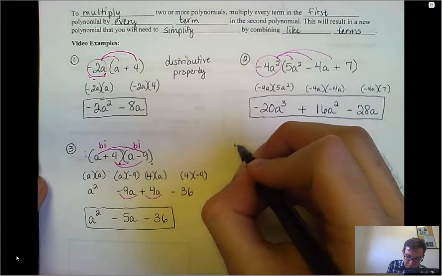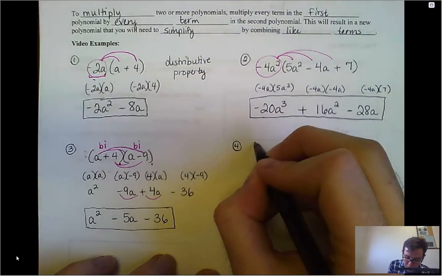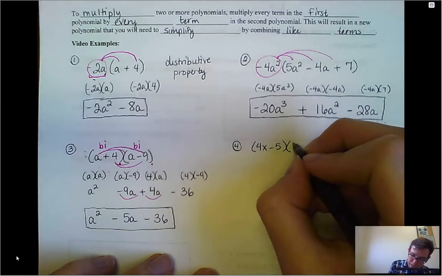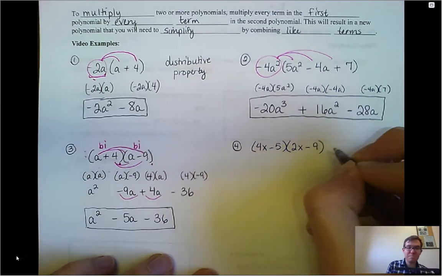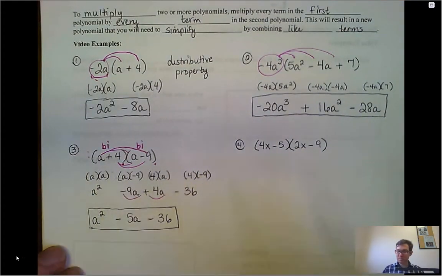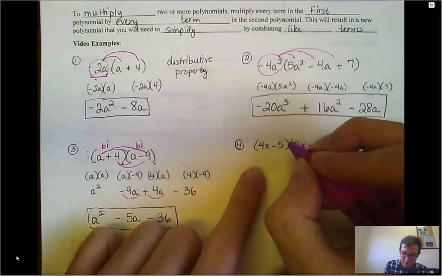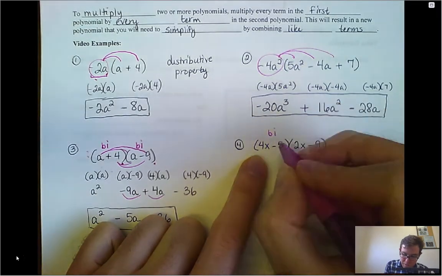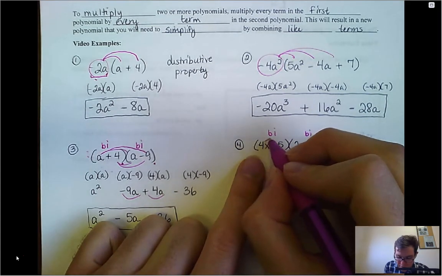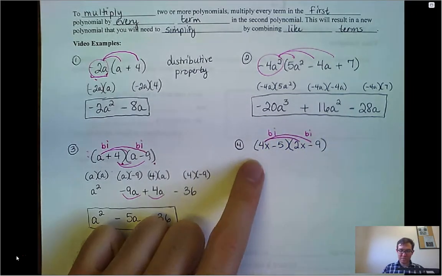All right, let's look at another example of this binomial times binomial problem. Let's do 4x minus 5 as our first binomial times 2x minus 9. All right, now in this one, I'm not going to go through this step, but I will go through the process of the multiplication. So we are going to take 4x times every term in the other second polynomial. So 4x times 2x, and then we'll do 4x times negative 9.